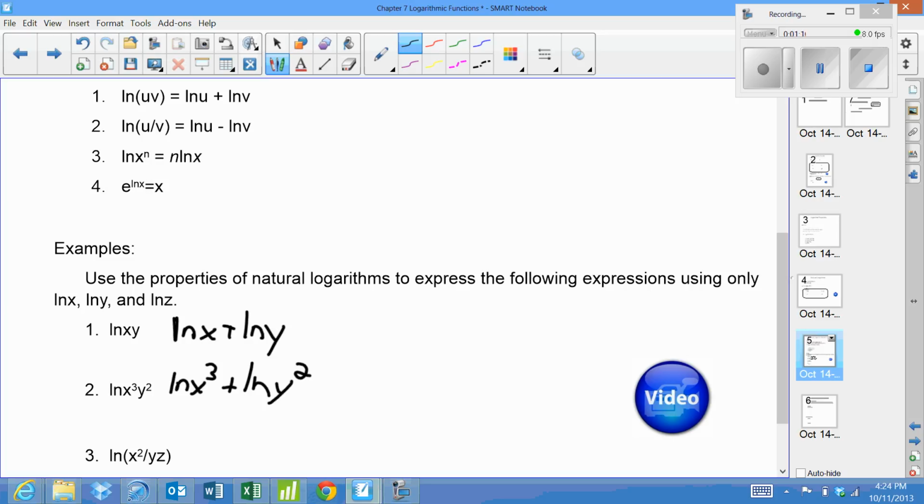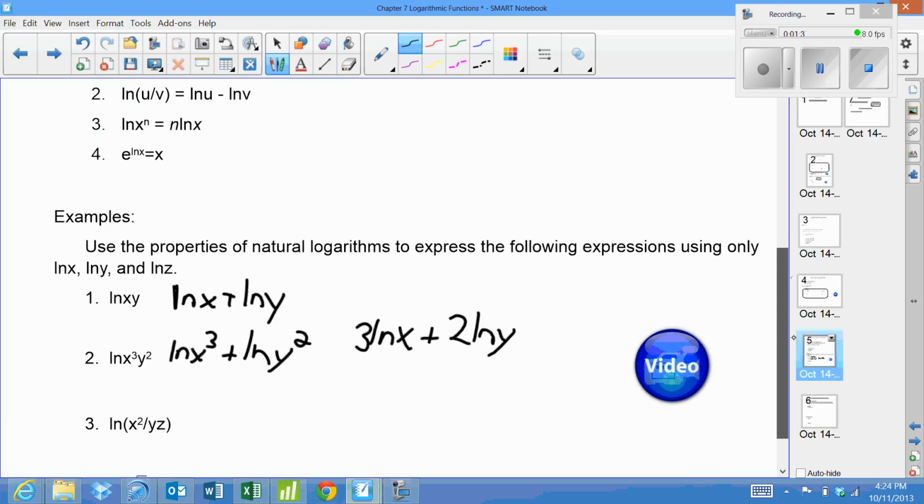Now we can use our third rule here, which tells us that we can take our exponent and pull it out to the front. So natural log of x to the third becomes 3 natural log of x. We're going to add it on. We're going to take our exponent out front, and that's going to become 2 natural log of y. Notice how I'm left with the natural log of x, natural log of y, which is what I'm trying to simplify it down to. And lastly, we've got an extremely complex problem.